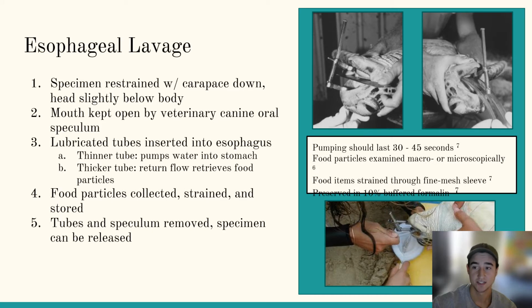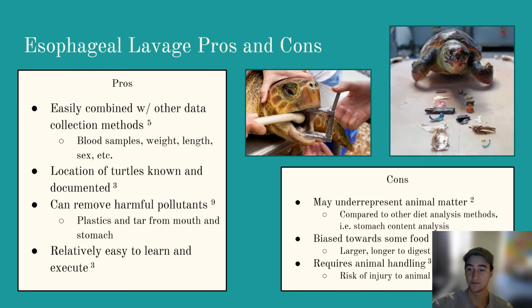Another common technique is esophageal lavage. This is done by placing the turtle on its carapace, propping its mouth open, and pumping food particles out of its stomach that are strained and collected. The advantages of this technique are that it's easily combined with other field data collections. The foraging location of turtles is known. It can remove harmful pollutants from the turtle's mouth and stomach, and it's relatively simple.